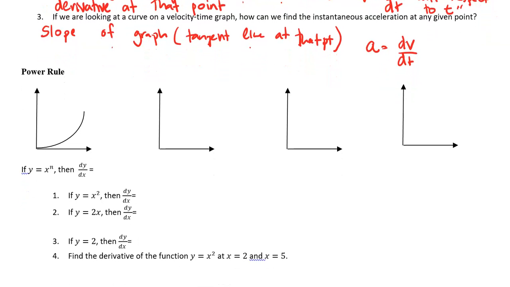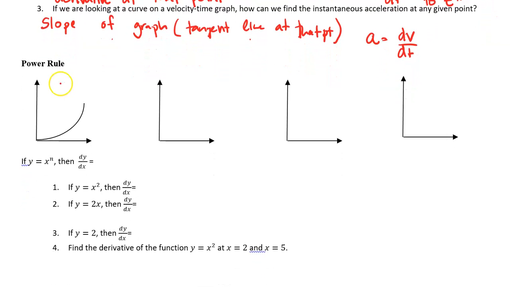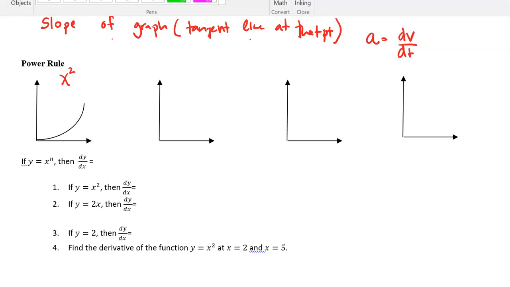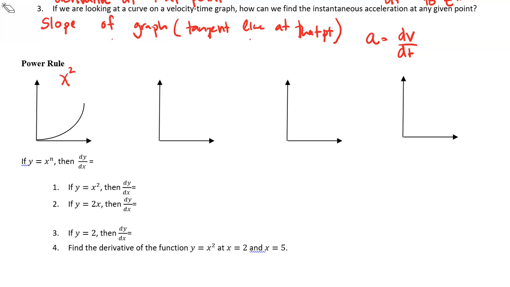Just in general, I want you to think about, let's say this first graph is an x squared graph. Or I should say it's like a t squared graph, though x squared is fine. So let's say this is about an x squared graph. Think about if that is like a position versus time graph.